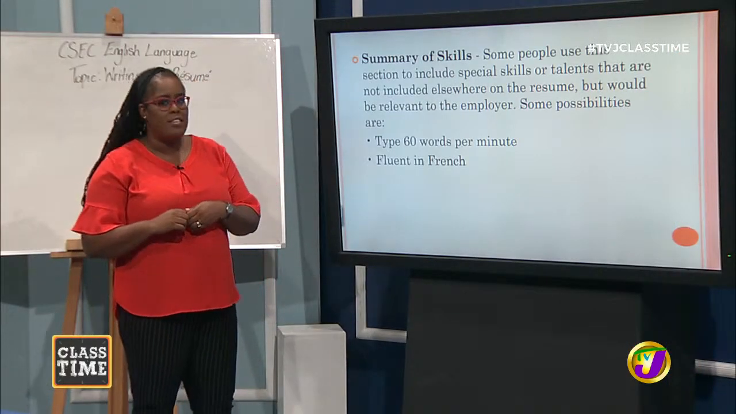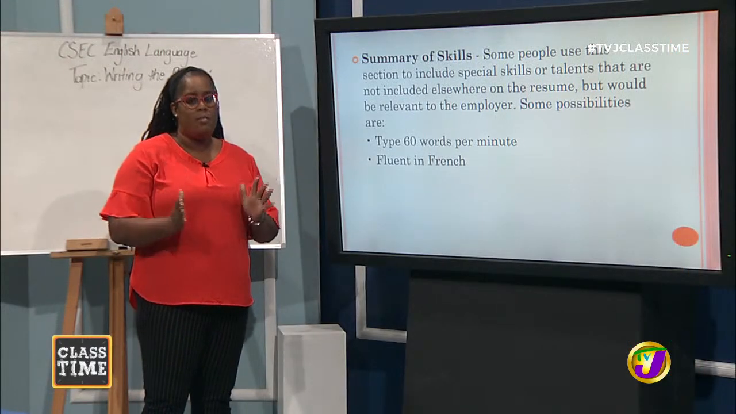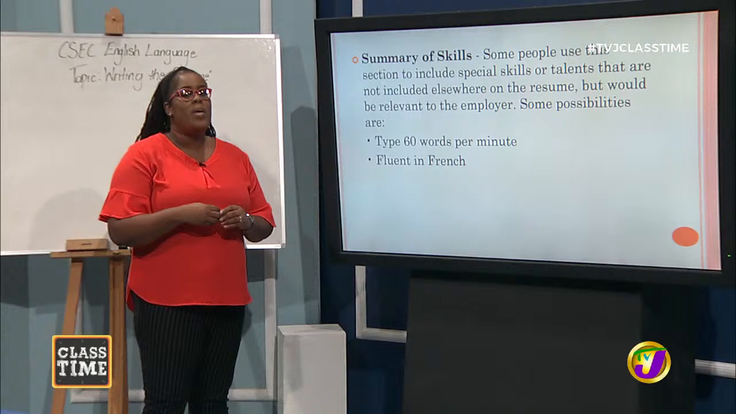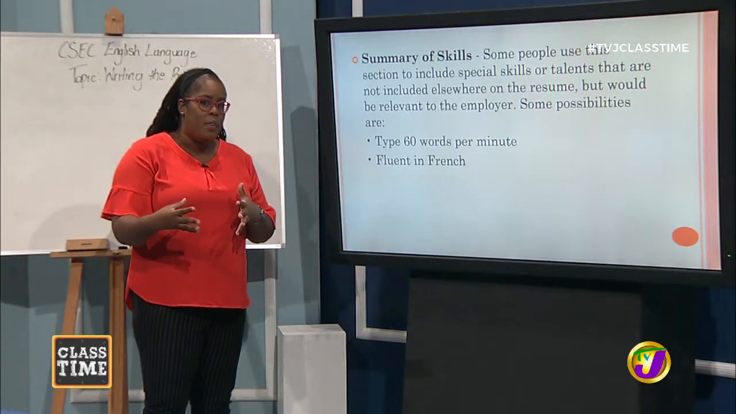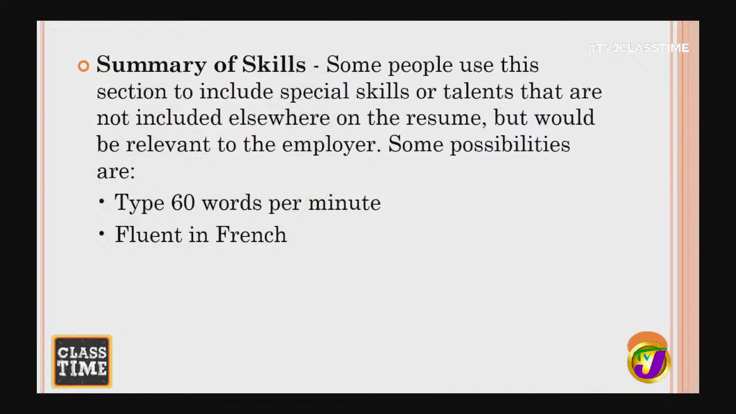All right, summary of skills. Some people use this section to include special skills or talents that are not included elsewhere on the resume, but would be relevant to the employer. Some possibilities are to type 60 words per minute, or being fluent in French. Now remember, our ultimate goal is to get this callback. Even though our resumes are expected to be concise, or short, we are still going to include some subtle hints that would give us an edge over the other applicants. And this is one such example of including these subtle hints on our resumes.